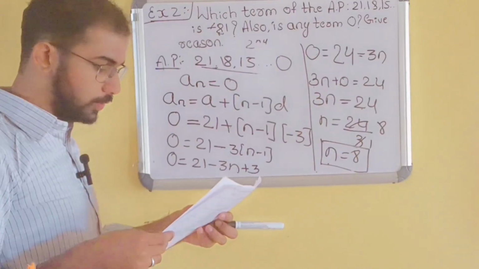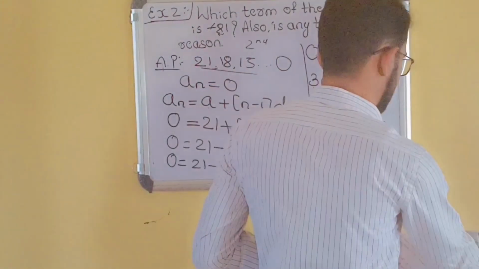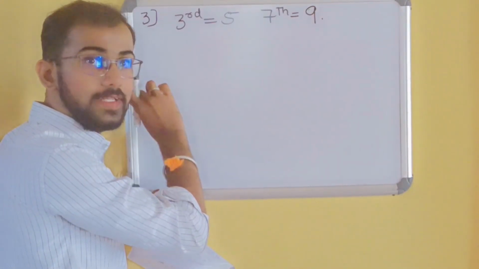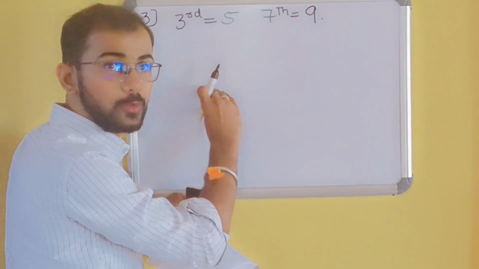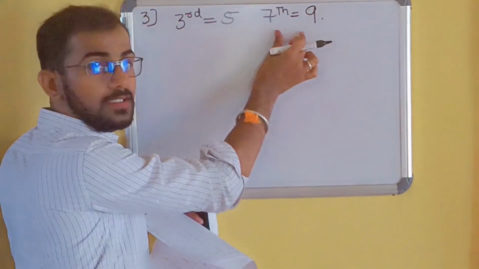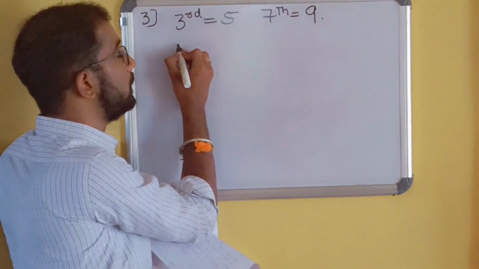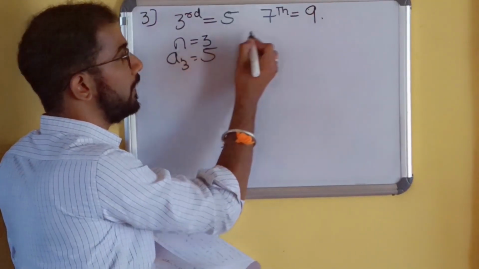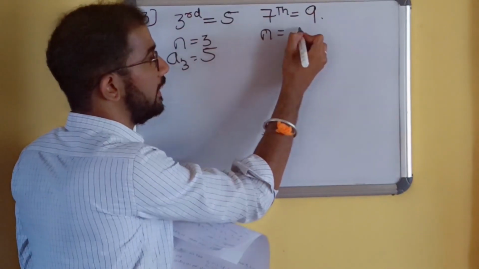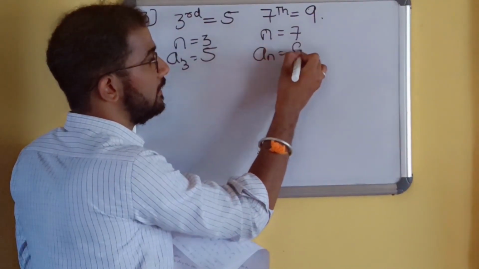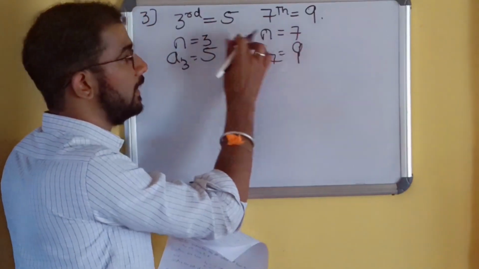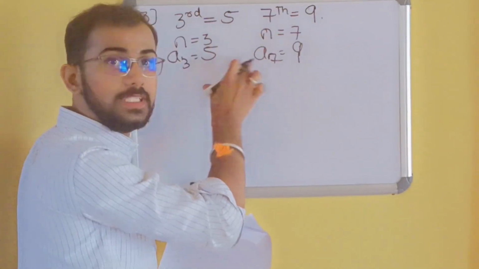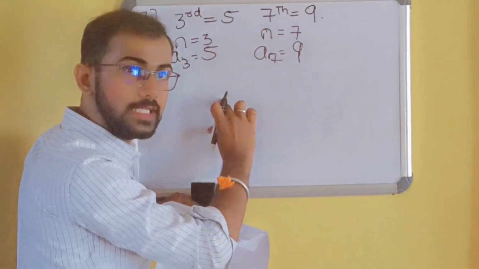So let's move on to the next example. In this example, we need to create an arithmetic progression from these two pieces of data. The third term is given: n is 3 and a3 is given as 5, and the seventh term: n is 7 and a7 is given as 9. From these two pieces of information, we need to create an arithmetic progression. Let's see how.